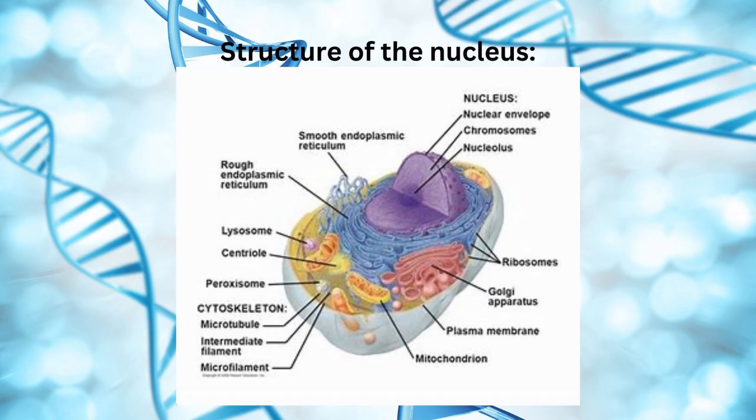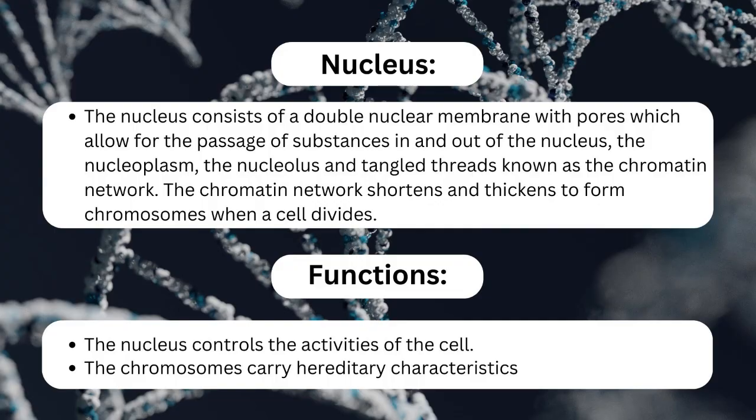Structure of the nucleus. Nucleus. The nucleus consists of a double nuclear membrane with pores which allow for the passage of substances in and out of the nucleus, the nucleoplasm, the nucleolus, and tangled threads known as the chromatin network. The chromatin network shortens and thickens to form chromosomes when a cell divides.